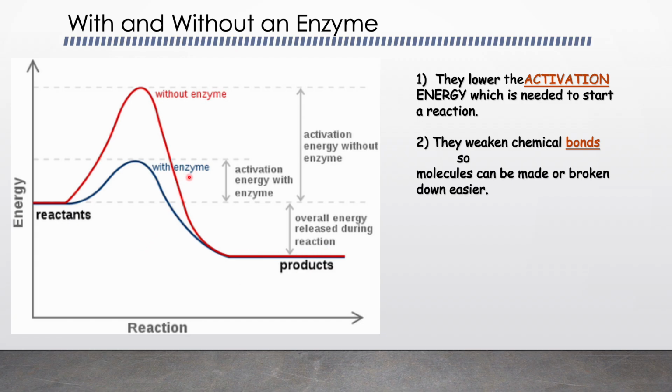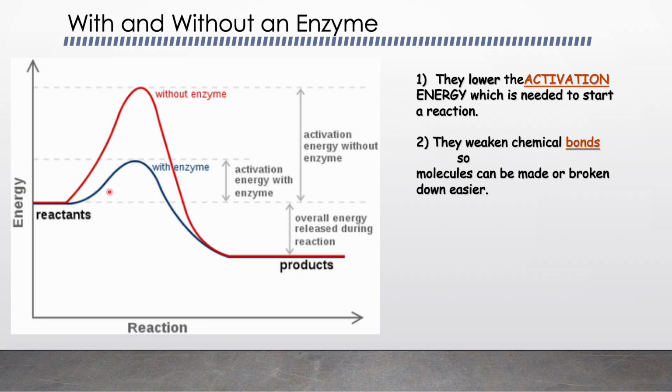If you have an enzyme, it's going to lower the activation energy needed, which means it doesn't need to take in as much energy. So the hill, if you imagine this is a hill on our graph, is much lower. It occurs faster. Again, it doesn't change the starting point or the ending point.